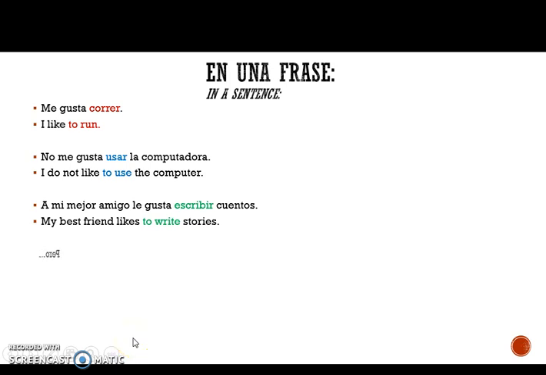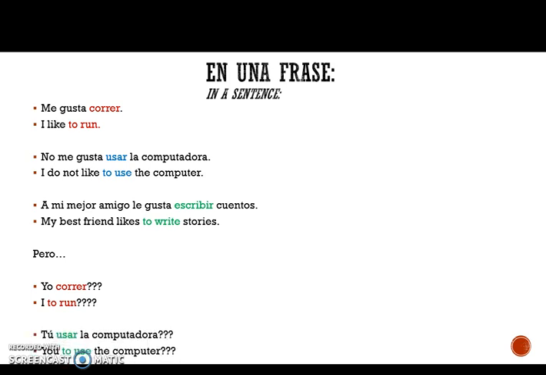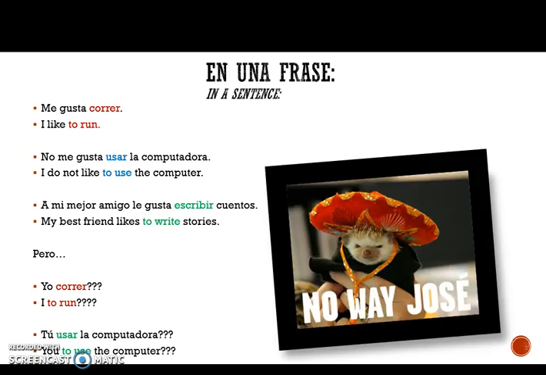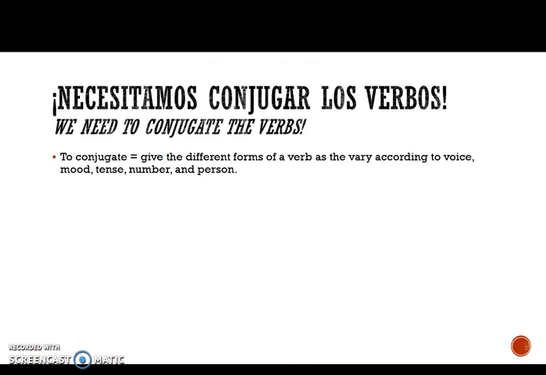Pero clase, yo correr, I to run, tú usar la computadora, you to use the computer. If we didn't conjugate our verb, this is how the sentence would sound. Can we say yo correr and tú usar? No way, José. Necesitamos conjugar los verbos. We need to conjugate these verbs.